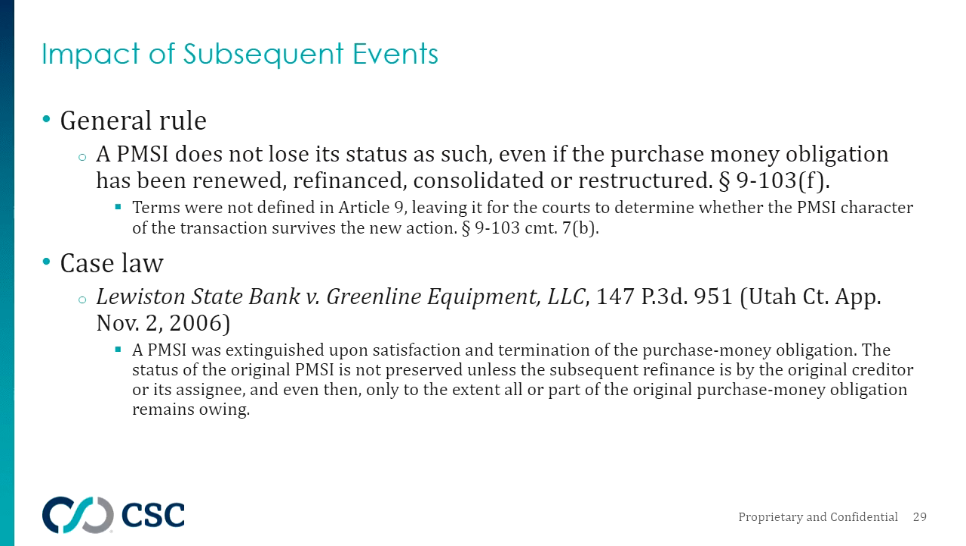One issue that comes up from time to time is what happens if there are subsequent events. Under former Article 9, 25 years ago, oftentimes purchase money security interests were destroyed by refinancing and certain other actions that might occur after the security interest was perfected. Well, under Article 9, as it exists today, a purchase money security interest doesn't lose its status, even if it's renewed, refinanced, consolidated, or restructured. So you're free to refinance, to adjust the terms of the deal. It doesn't destroy the purchase money character of that.